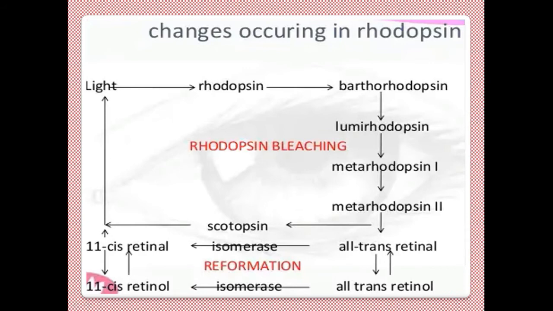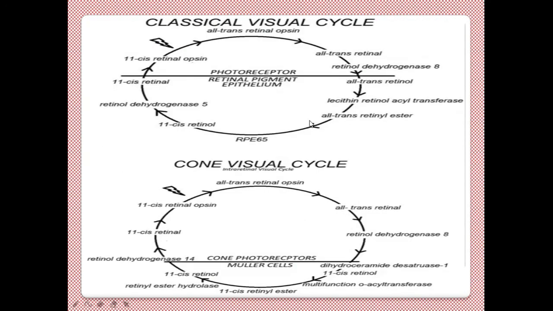A reformation reaction takes place, a geometrical reformation by the isomerase enzyme. All-trans retinal is converted to 11-cis retinal, the aldehyde form. This can also be converted to 11-cis retinol, the alcohol form, which is one form of vitamin A. This 11-cis retinal again combines with scotopsin, the protein part, and regeneration of rhodopsin happens. These are all the metabolic changes which occur in rhodopsin during photobleaching of the rod cells. So this is the visual cycle, including photobleaching.